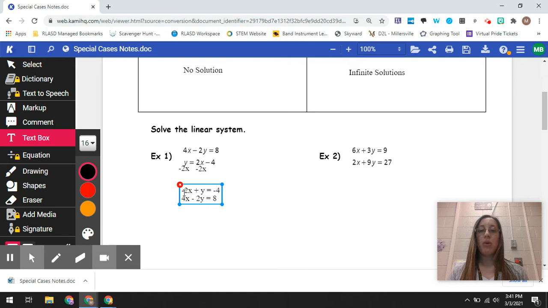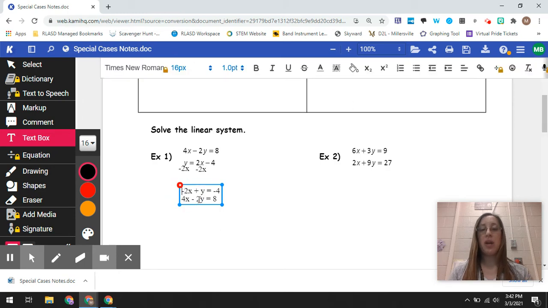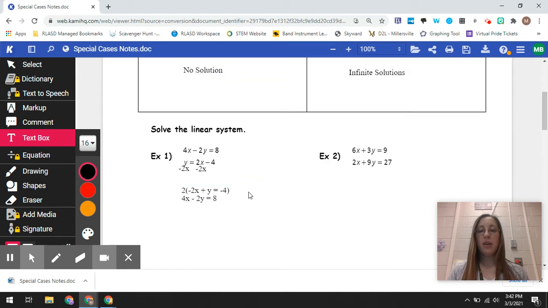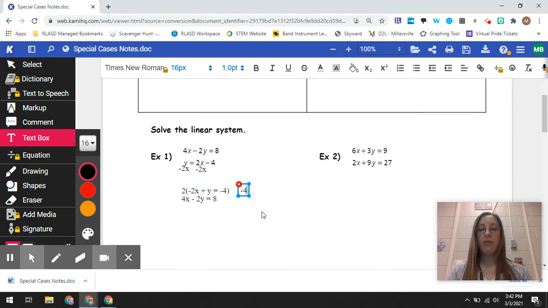So I'm going to multiply this by 2 to make this be able to cancel out, because if I multiply the first equation by 2, I will be able to get my x's to cancel out, because it'll be -4x and then it'll be +4x. So when I add that, when I get my -2 here, I'm going to get -4x. And then I'm also going to take 2 times y, which will give me 2y. And I'm also going to take 2 times -4, which will give me -8.